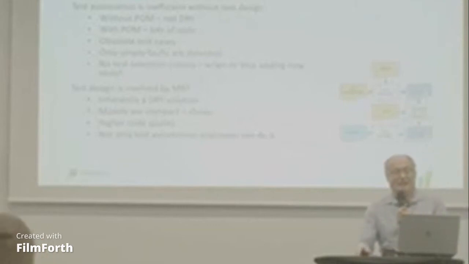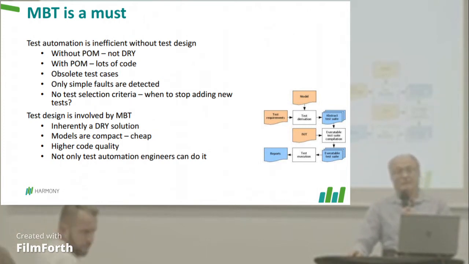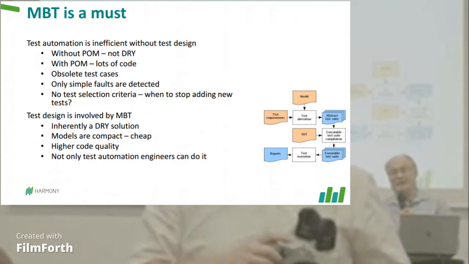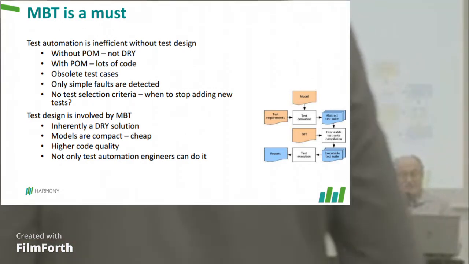Model-based testing, MBT for short, compared with test automation. If you are using test automation without page object models, it will not be DRY, don't repeat yourself. On the other hand, if you are using a page object model, then you should write a lot of code, and you can use either of the methods. Obsolete test cases will remain, which is not a good thing, and it's very difficult to delete the obsolete tests.